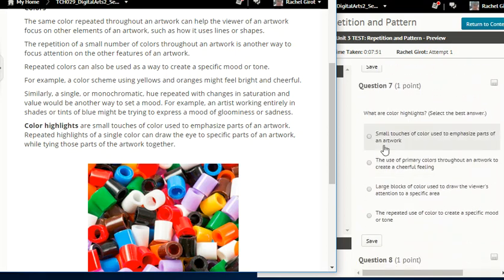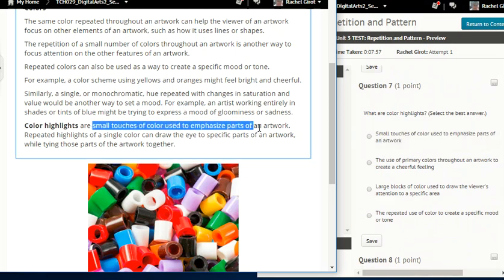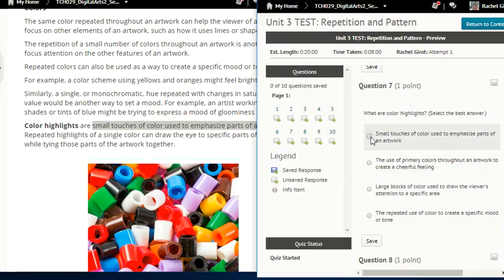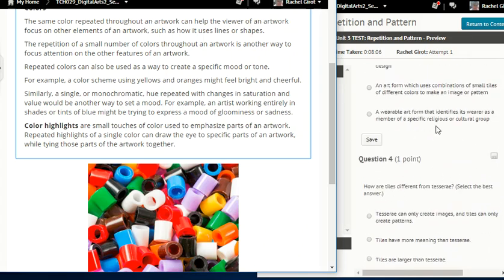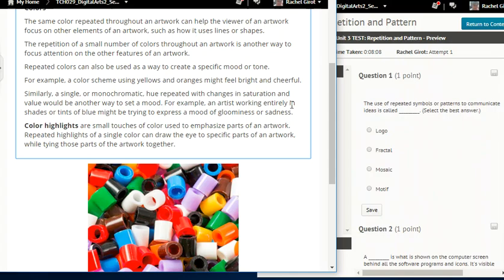What are color highlights? Small touches of color used to emphasize parts of an artwork. Hey, that's exactly what it is. It says it right there. Ding! And then click Save. Nice, so we found one. Woohoo! Very nice.